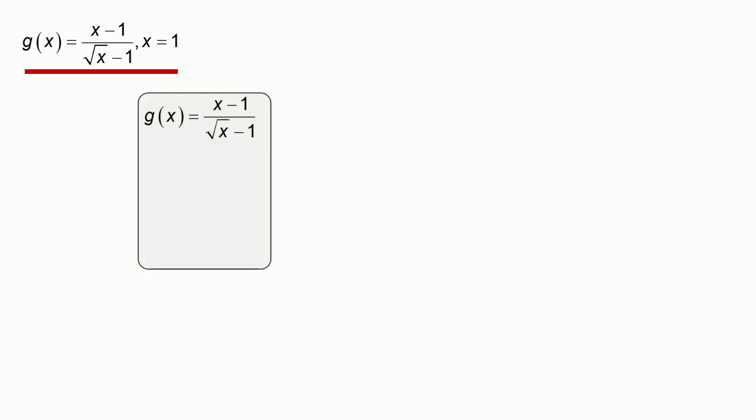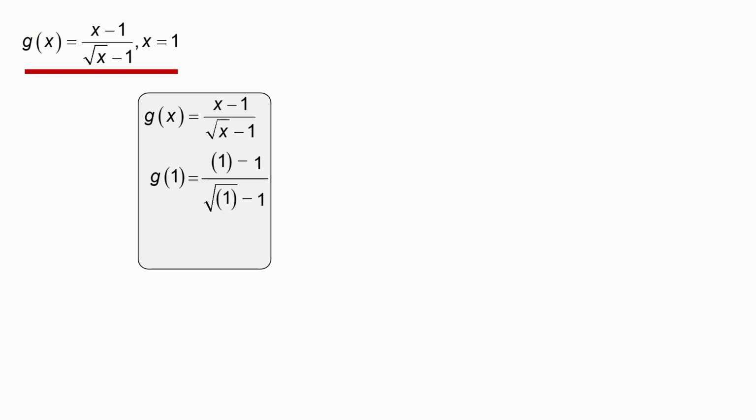Another example, given the function, the quotient of the difference of x and 1, and the difference of the root of x and 1. What will be the value of the function at exactly 1? I encourage you to pause this video at this moment and give it a try, then continue to check your answer. Substitute 1, and we have g of 1 is equal to the quotient of the difference of 1 and 1, and the difference of the root of 1 and 1.